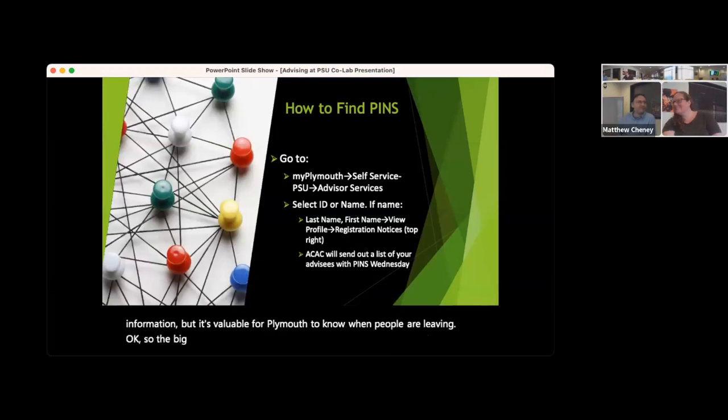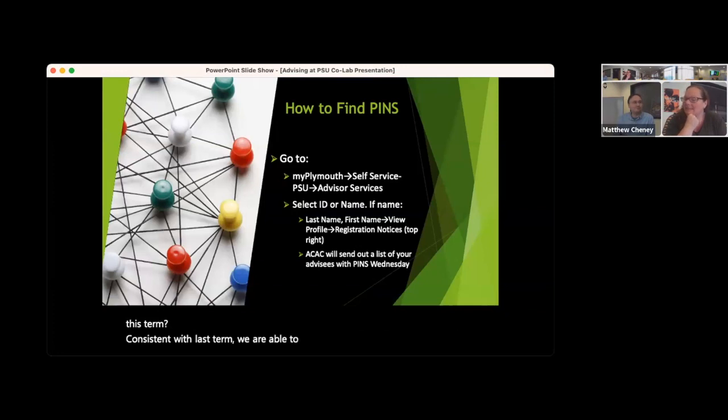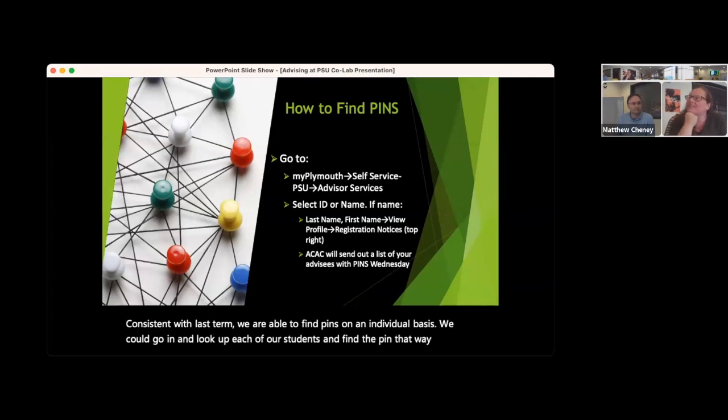Okay, so the big question: how do we find PINs? Kelsey, what's the news on PINs this term? Pretty consistent with last term. We are able to find PINs on an individual basis. We could go in and look up each of our students and find the PIN that way, by following the instructions on the slide, again, through Self-Service and the Advising Services tab.